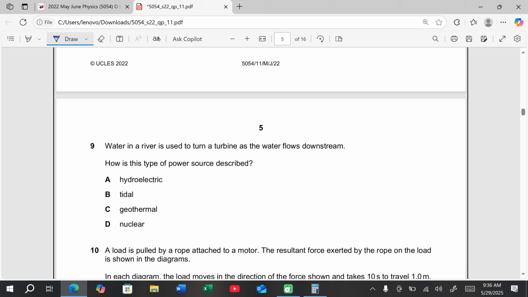The water in the river is used to turn a turbine as the water flows downstream. How is this type of power source described? So it is hydroelectric, since it's related to water.